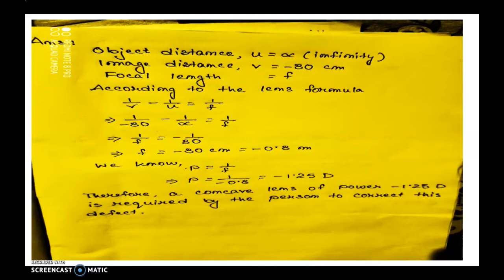Now, if we use the power formula, we get the value of power as P equal to 1 by minus 0.8, and that will give us the answer of minus 1.25 diopter. So, we get the answer: the power of the concave lens is minus 1.25 diopter, and that is required by the person to correct this defect.